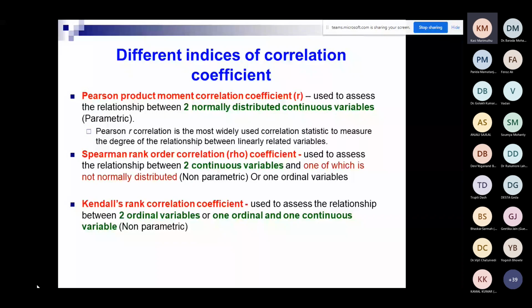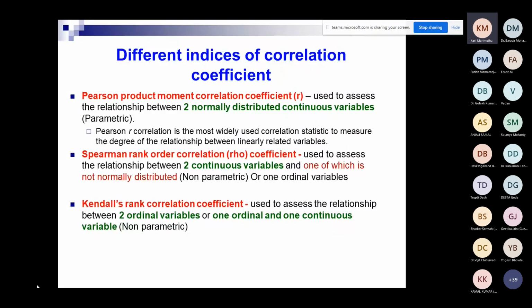Pearson correlation is the most widely used correlation statistic to measure the degree of relationship between linearly related continuous variables. Continuous variable means it can be your height, it can be your weight. So height and weight, advertisement versus sales, age versus systolic blood pressure, age versus cholesterol, income versus expenditure, number of years of experience versus income in a private sector, right? So how these variables are related.